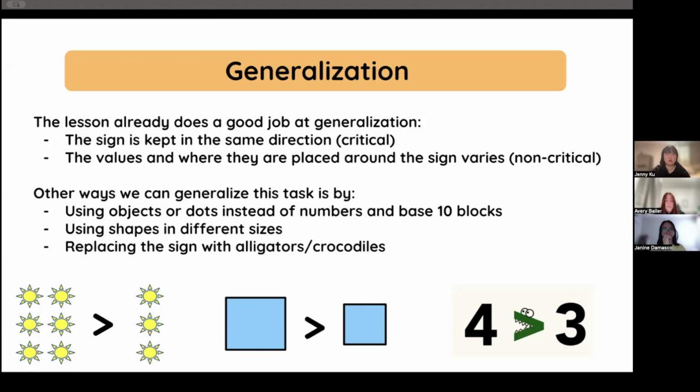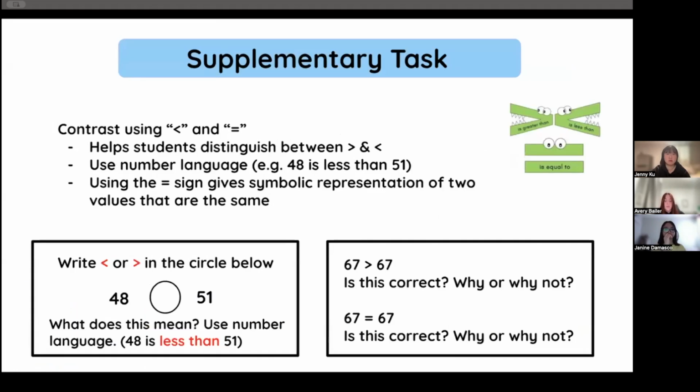So for the supplementary task, we decided to focus on contrast and implement the less than sign and equal to sign. Introducing the less than sign separately will help students to understand that the sign means something different and that using different number language is also happening.